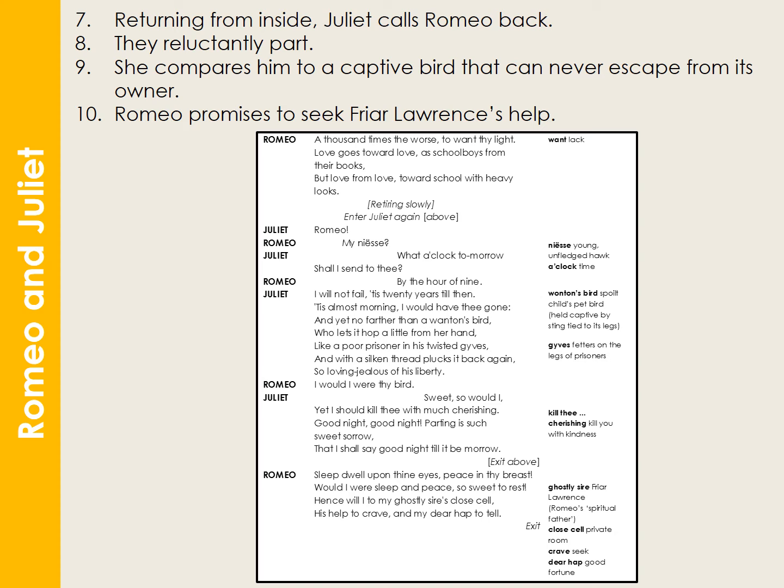So next, returning from inside, Juliet calls Romeo back, and they're very reluctant to part. This is also a famous section. She compares him to a captive bird that can never escape from its owner, and Romeo promises to seek Friar Lawrence's help, which we're going to look at in the next lesson. So again, I'll do my best Romeo and Juliet voices.